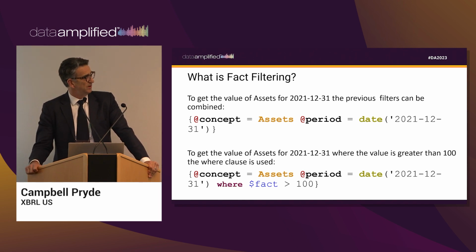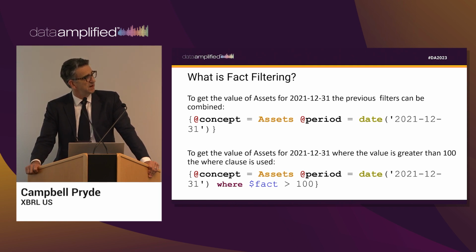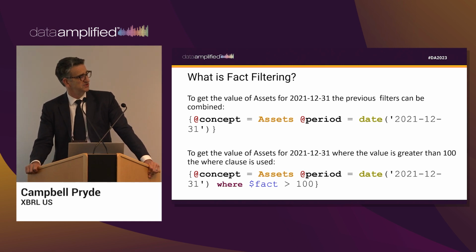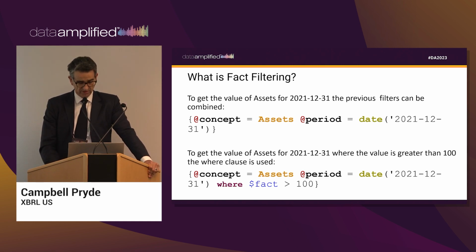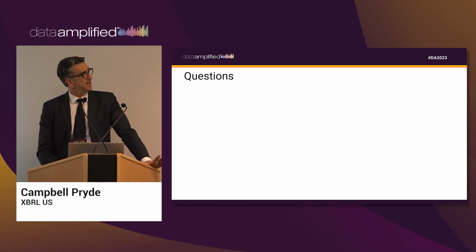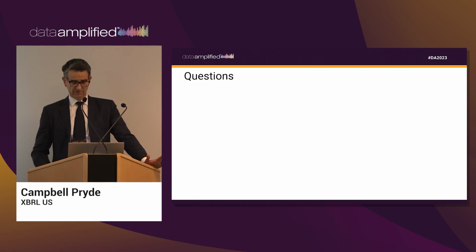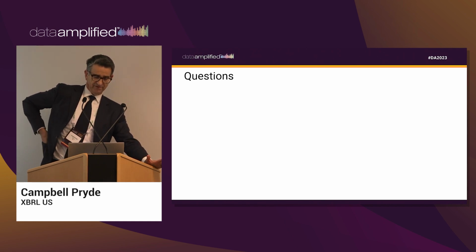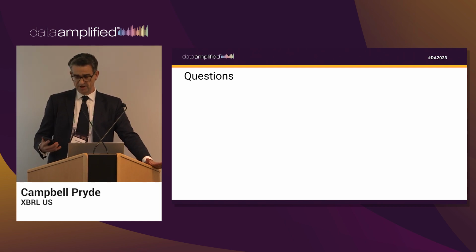And then you can also apply a where clause to it. So that where clause, you can see it's $fact. That basically will iterate through. It'll get every fact, and then you can perform an operation on it. And that expression after the where clause can be as complicated as you want. Do a whole bunch of other stuff as well. So that's kind of a really quick run through of fact filtering and how that works.